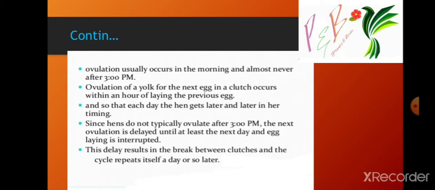As I told, if a hen is laying 15 eggs, for the next egg it needs 16 days, because one day is interrupted. By coming at one day it will lay an egg nearly up to 2 o'clock. Then after 3 p.m. there is no release of an egg. If we laid an egg at 2:30, then no release of an egg occurs. The next day only it will occur, so that day will be interrupted. This delay results in a break between clutches, and the cycle repeats itself a day or so later.